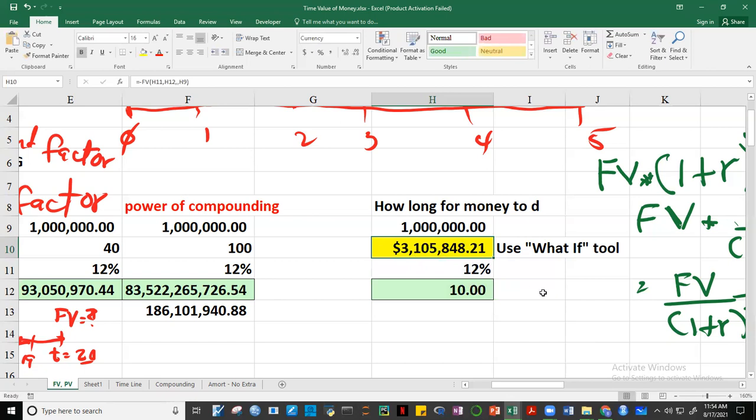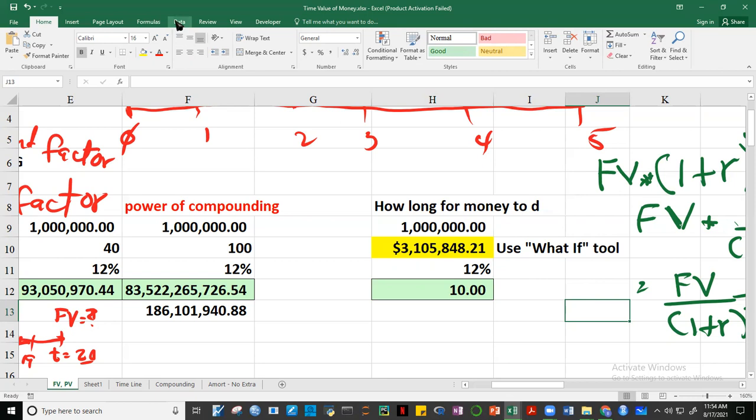Okay, ibig sabihin nito guys, na in 10 years, yung 1 million natin magiging 3 million if the rate is 12%. So ibig sabihin, guys, it means that we need less than 10 years para madoble yung pera natin. Gusto natin maging 2 million to. So how do we solve this, guys? How do we solve this? We can make use of the what if tool. Yung goal seek natin. Nagamit na natin to dati, no?